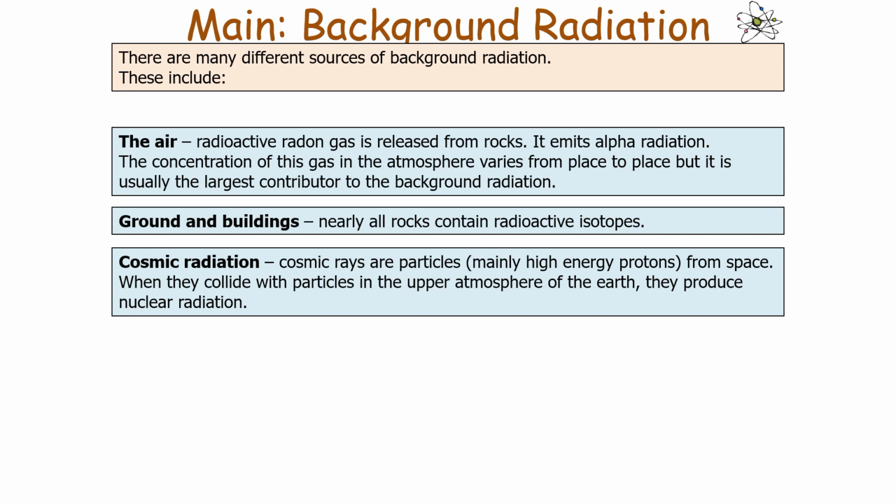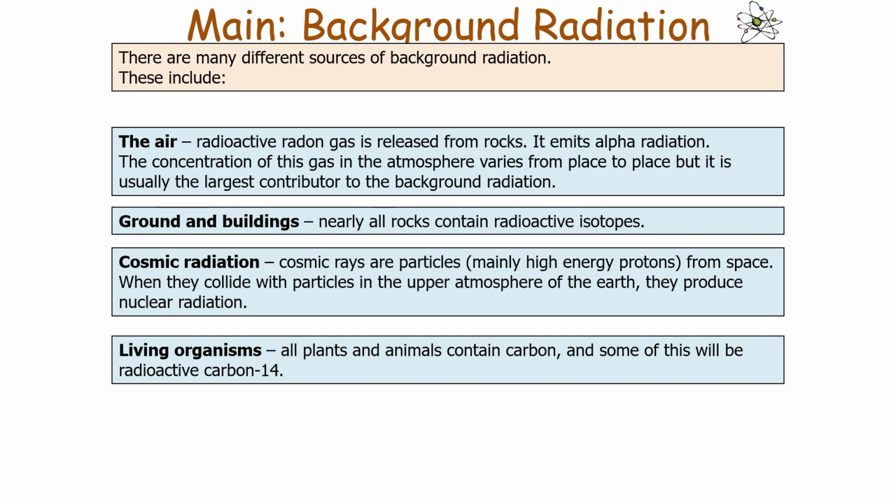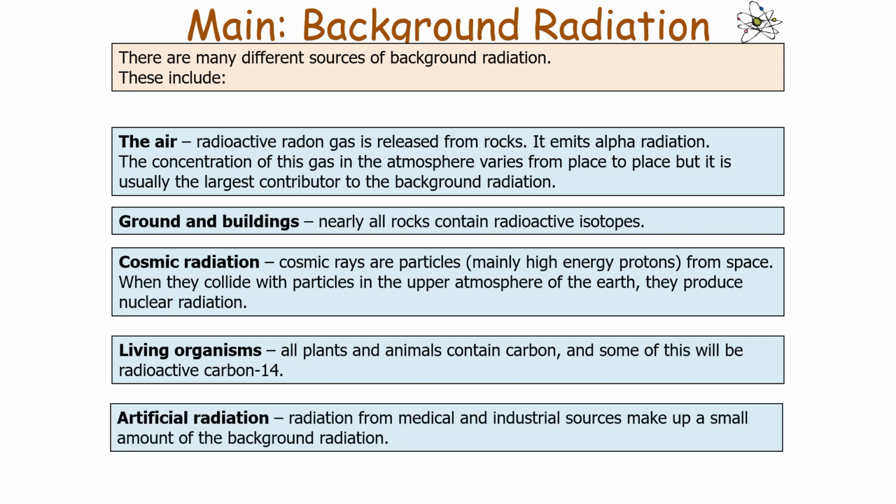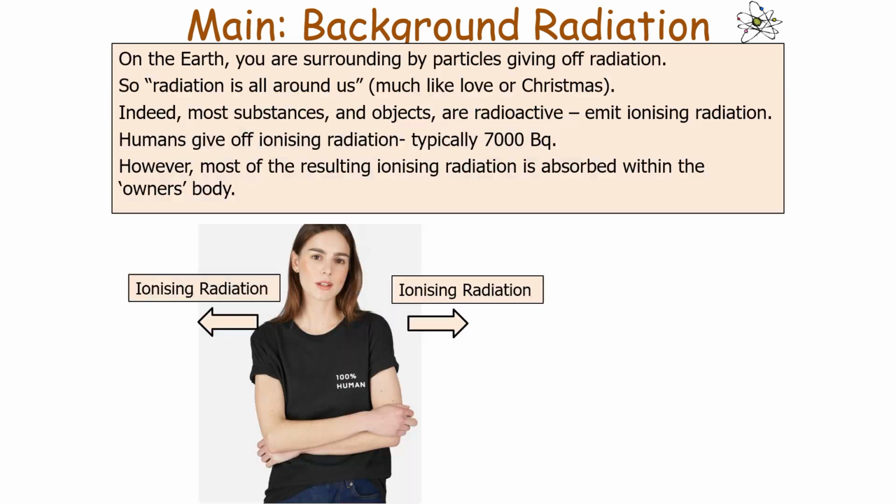Another source of background radiation is living organisms, because all plants and animals contain carbon, and some of this will actually be the radioactive carbon-14 isotope. And finally, we've got artificial radiation, radiation from medical and industrial sources, which will make up a small amount of the background radiation. So on Earth you are surrounded by particles giving off radiation. Indeed, most substances and objects are radioactive. They do emit ionizing radiation.